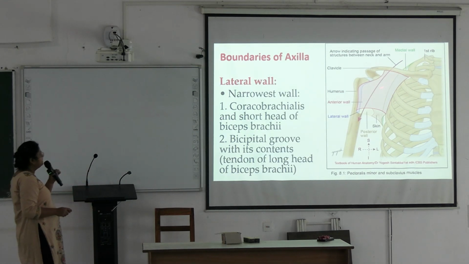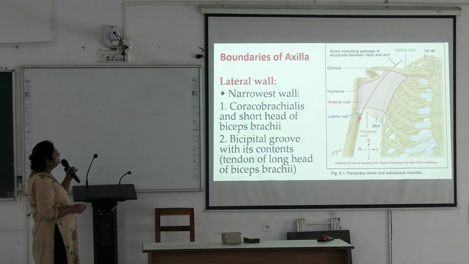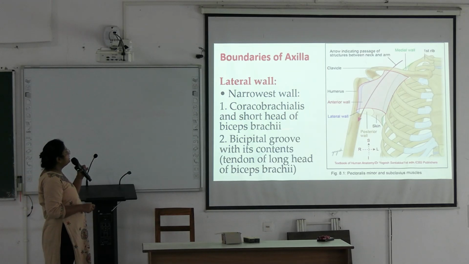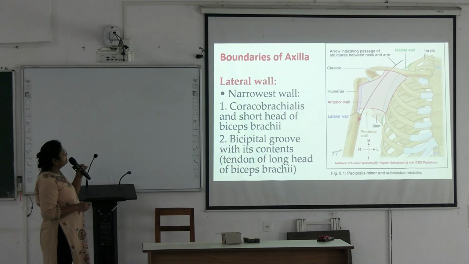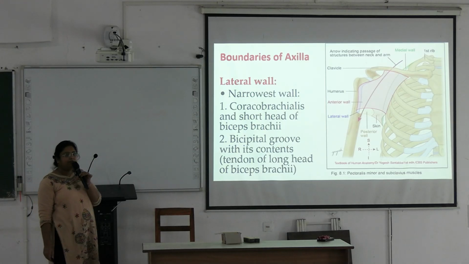Next is the lateral wall. Here this narrow wall is the lateral wall. It is the narrowest wall, and coracobrachialis and the short head of biceps brachii together form the boundaries of the lateral wall. And the bicipital groove, with its content, the tendon of the long head of the biceps brachii. All these are forming the lateral wall of the axilla. Okay, understood?